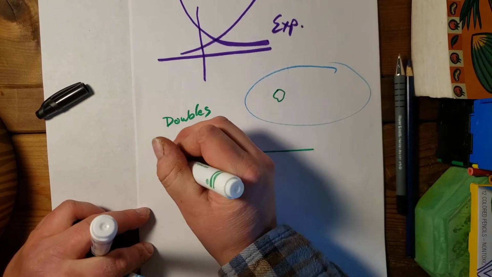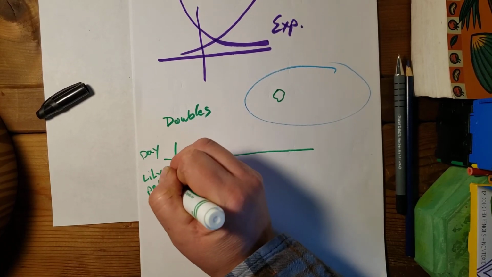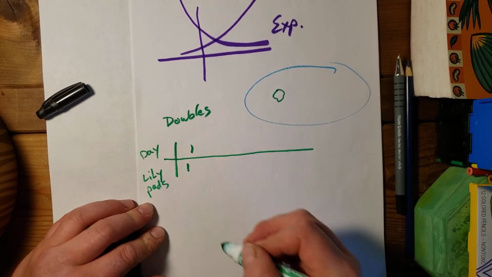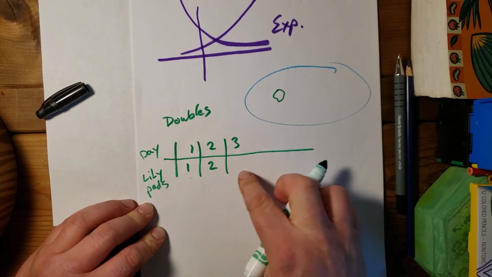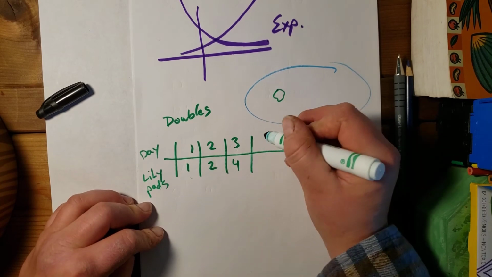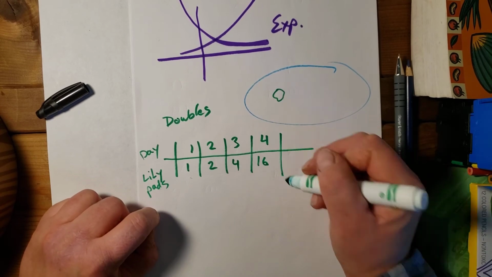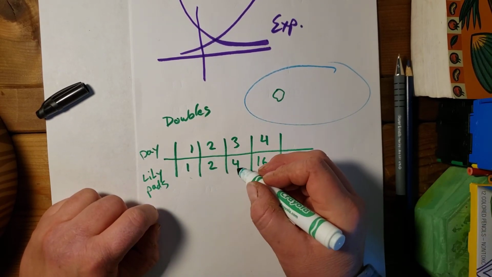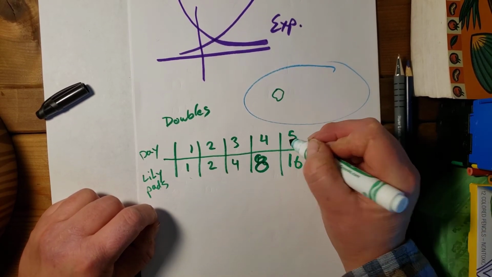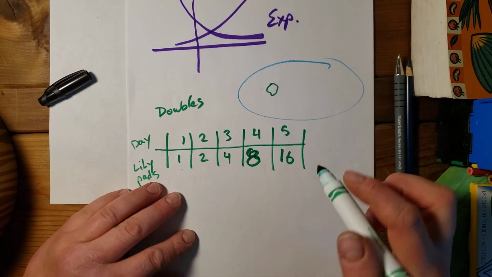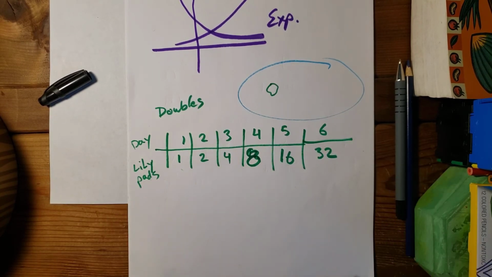So this is our days, and this is our lily pads. On day 1, there's 1. On day 2, it doubles. There's 2. On day 3, it doubles again. 2 times 2 is 4. On day 4, it doubles again. 4 plus 4, this is 8. It doubles again. 8 plus 8, that's 16, right? We double again, we're going to get to 32. And you start to see how this goes.